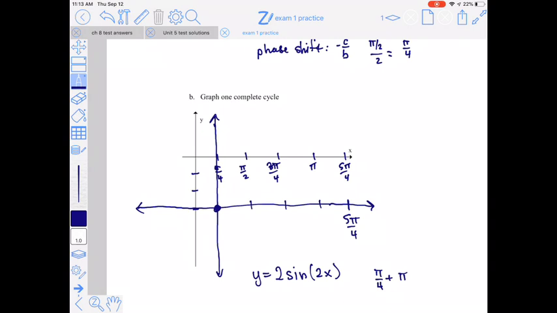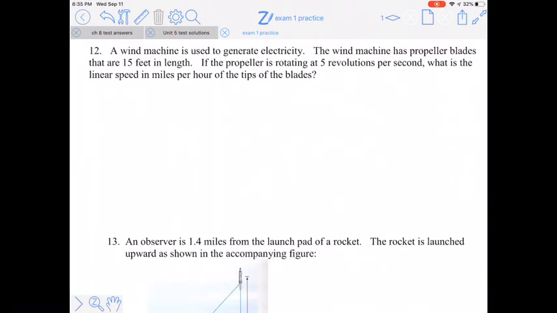And if you remember, the sine function starts at the midline, so it's going to start there. It's going to come up to the top of its amplitude, back down to the midline, and then come to the bottom of its amplitude, and then back up to the midline. Yeah, so this one's nearly identical.